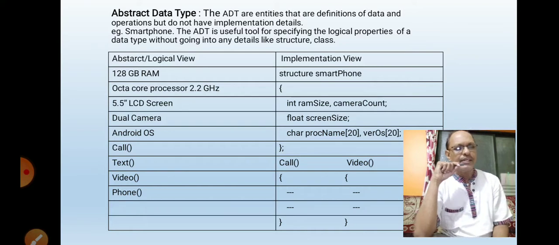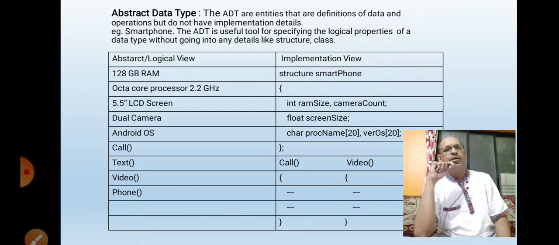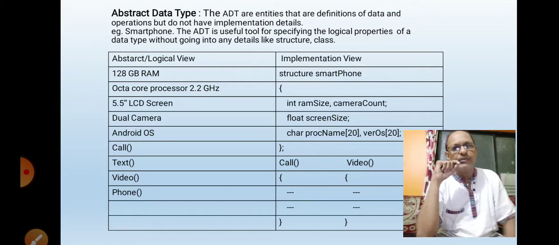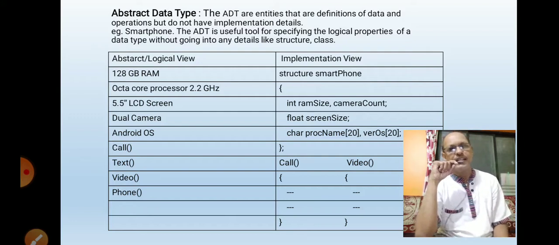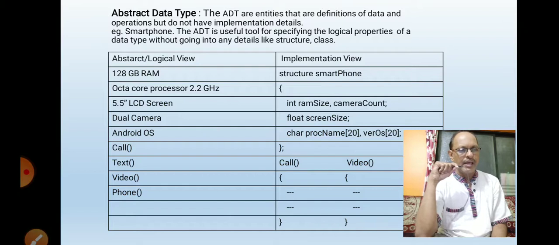Here is a real world example of a smartphone. If you look at the smartphone in the abstract or logical view, what are the defining things that a smartphone has at a high level? For example, the smartphone will have 128 GB of storage. It will have an octa-core processor at 2.2 gigahertz. Then the smartphone has an LCD screen, a dual camera, and an Android operating system.